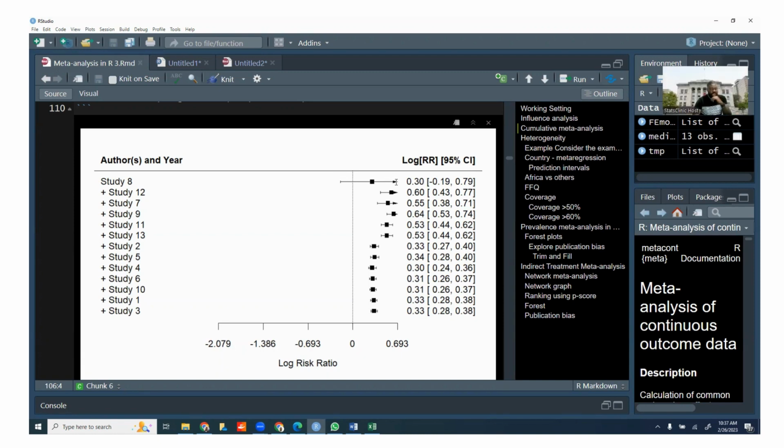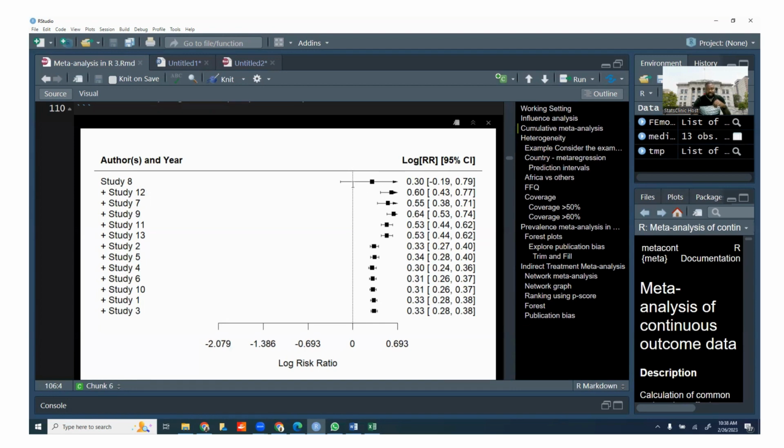So you're right about the larger confidence interval. If the sample size is small, you will have a wide confidence interval. But this second one, where the second box and the horizontal line represents study 8 and study 12 together. It represents study 8 and study 12 together.